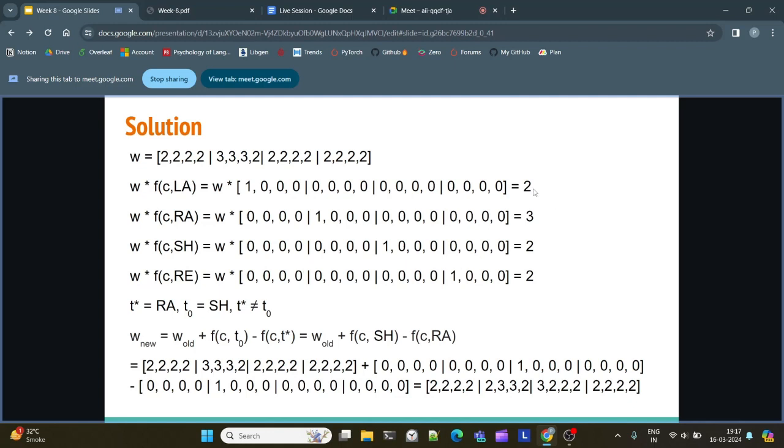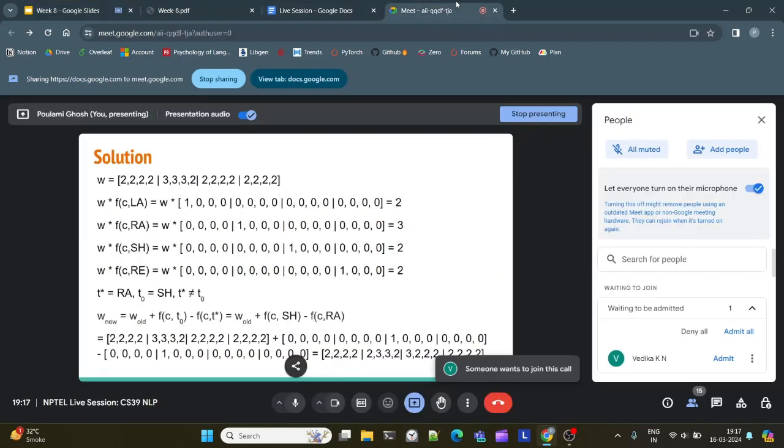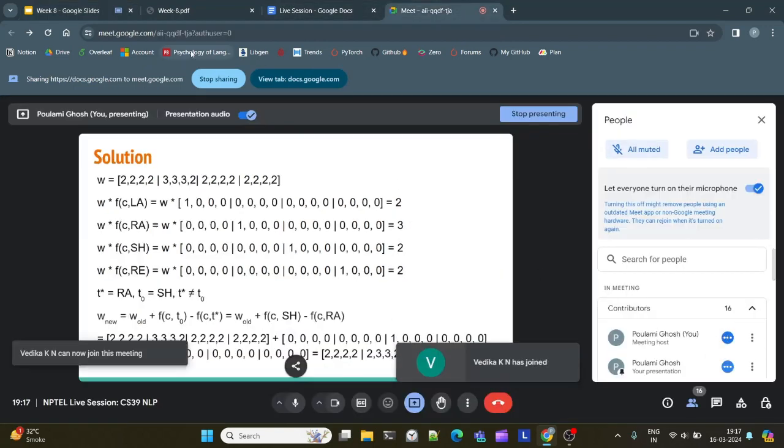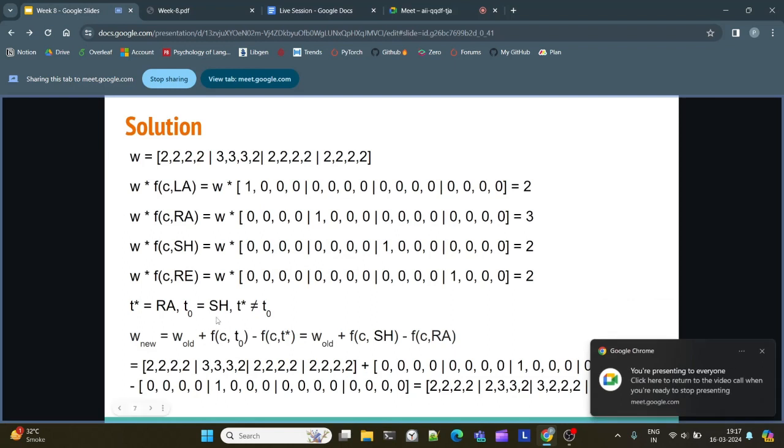So in this case, right arc gave me the maximum value. The current classifier with this current set of weights is predicting that for the current configuration, the best transition I should take is right arc. However, we also need to see what transition is predicted by the oracle. If we look at that, we'll see that the current transition is shift.